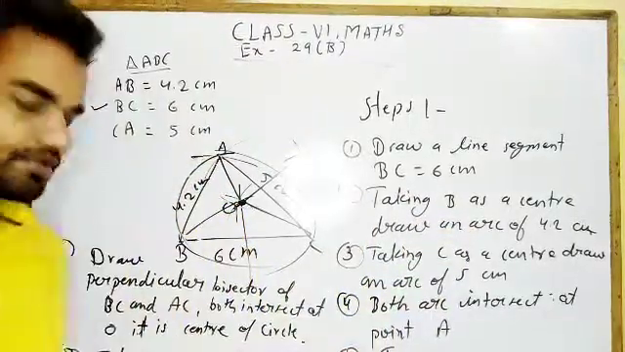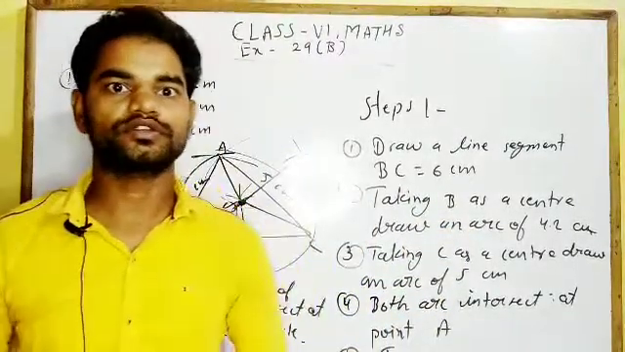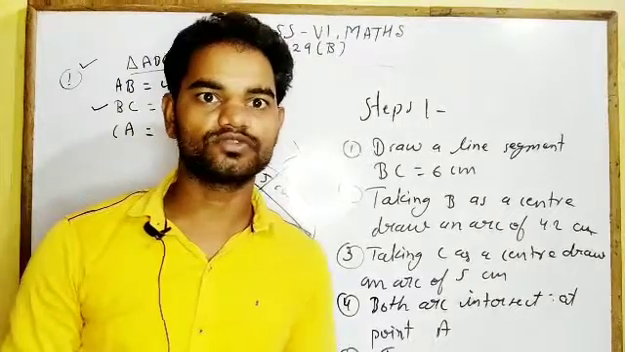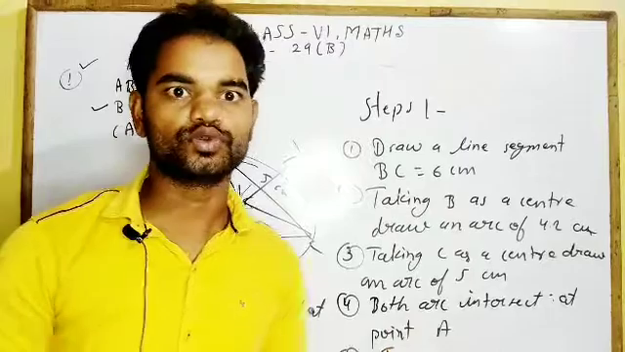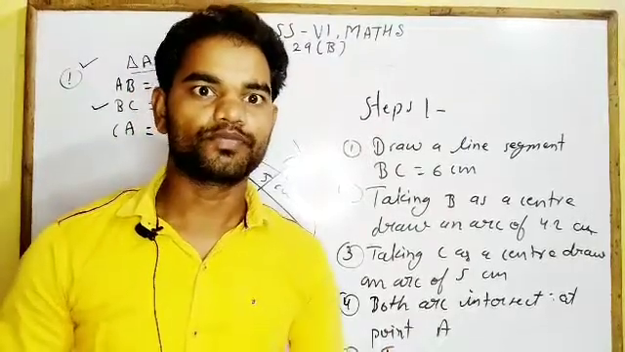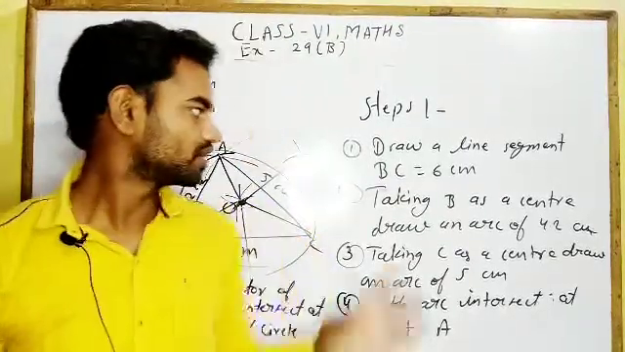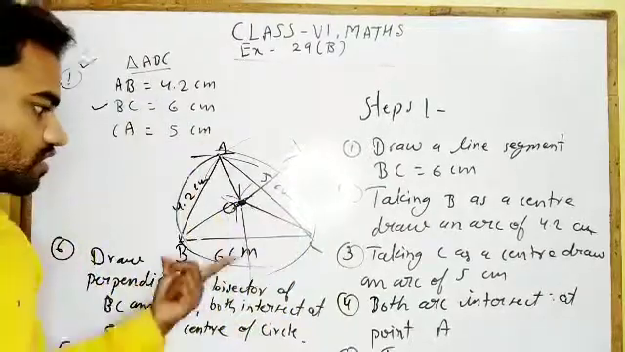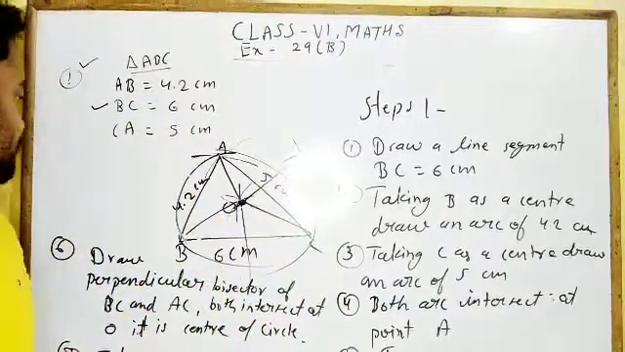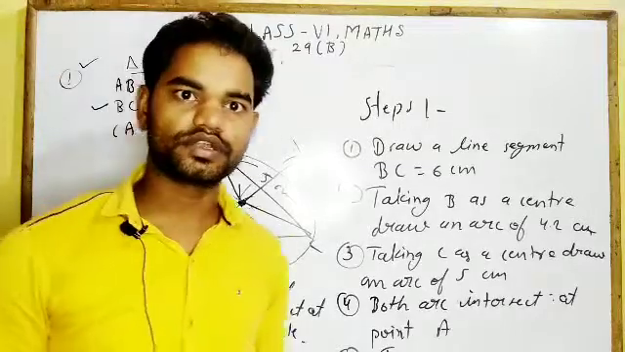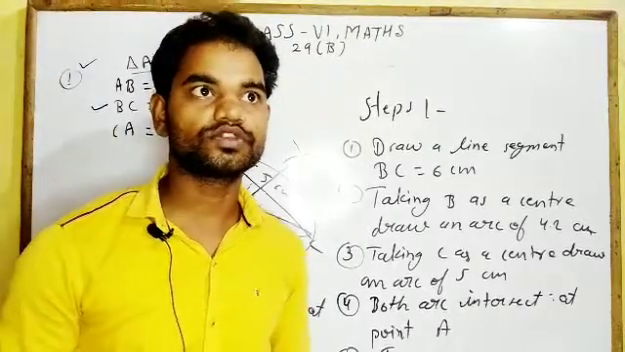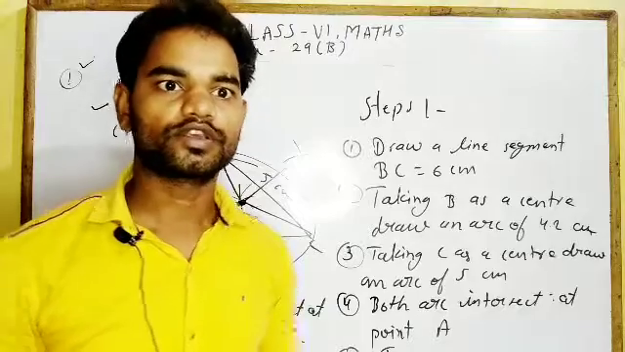There are 7 steps, but you do not have to write all 7 steps. Only 3 or 4 steps you have to write. That will be given in your notes, which will be provided as a PDF. I hope this question is clear to you. Question number 2 and 3 are the same type of questions, so out of these, only one question will be given to you.